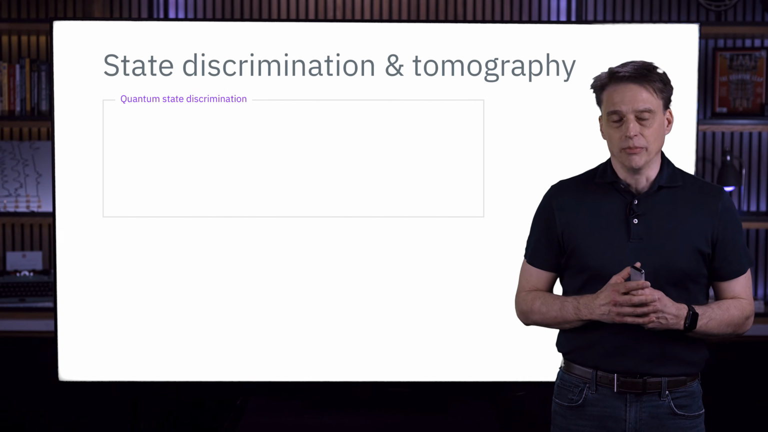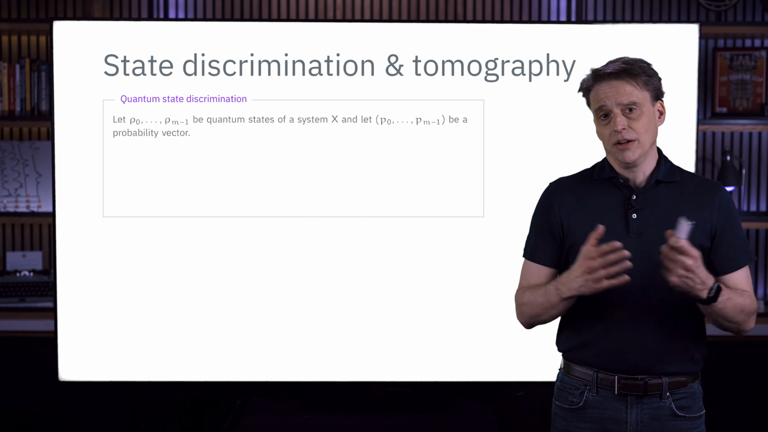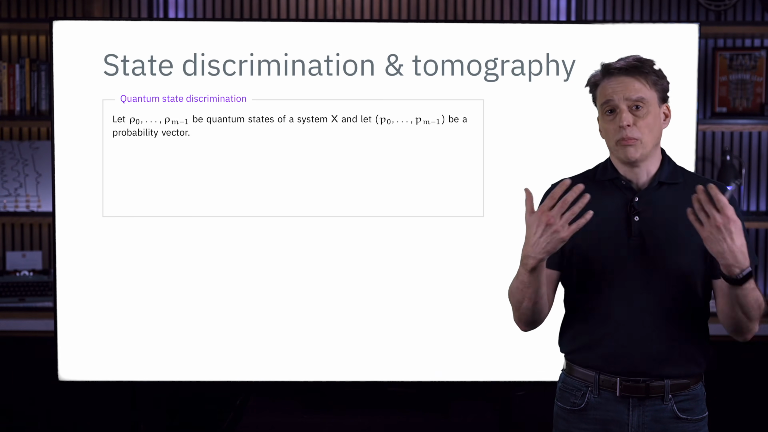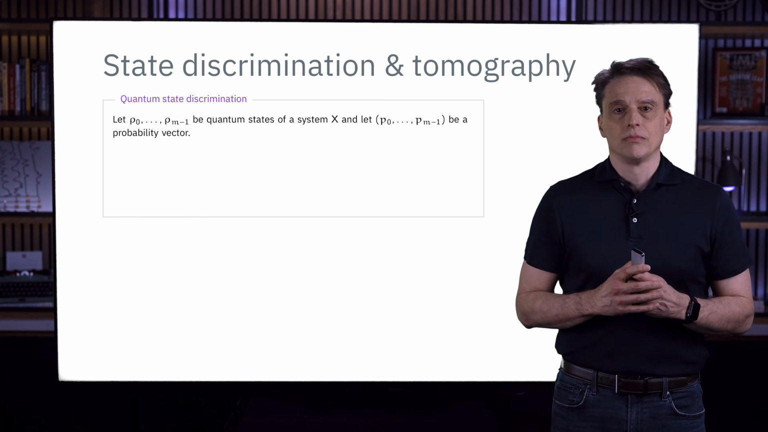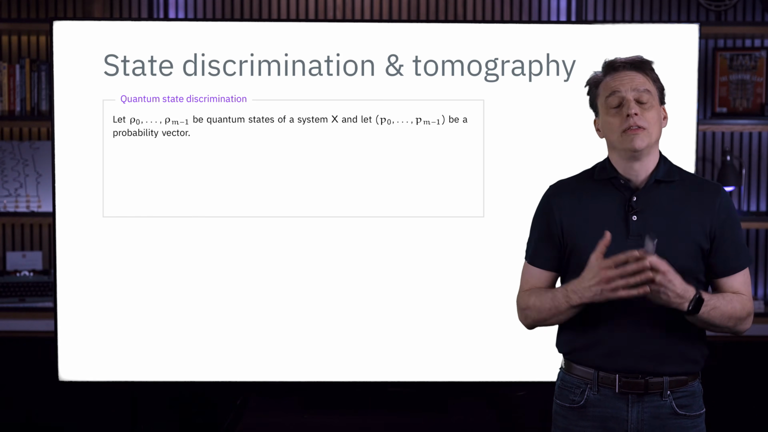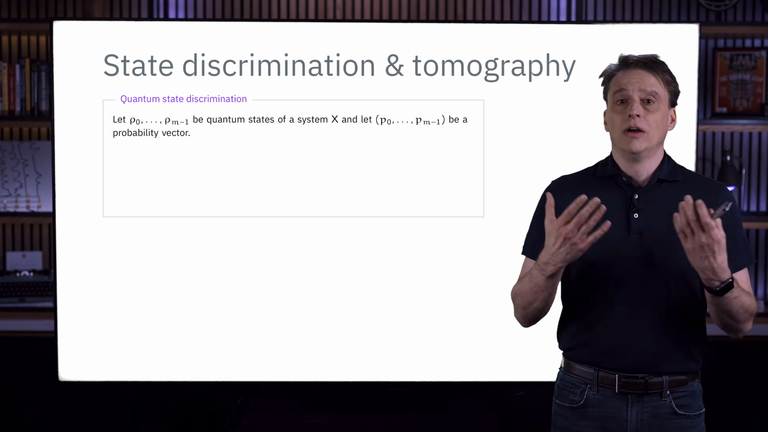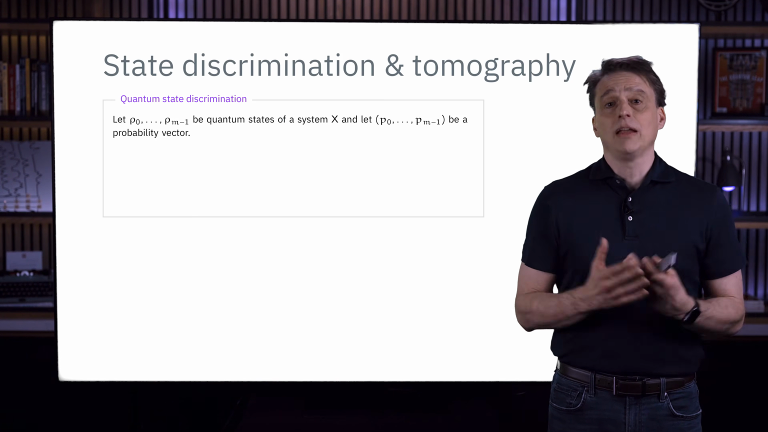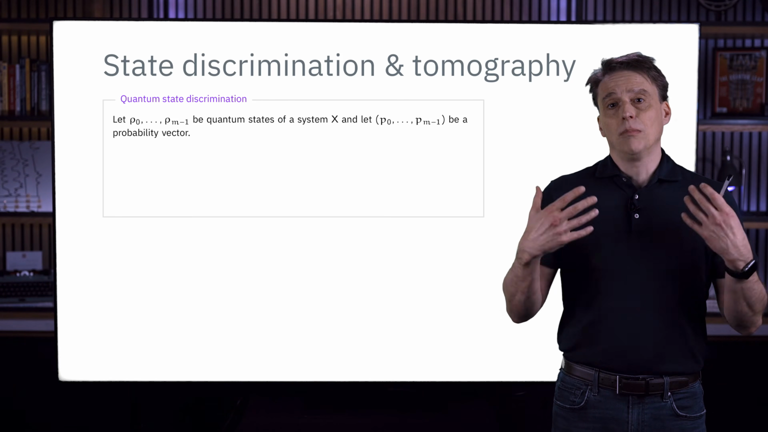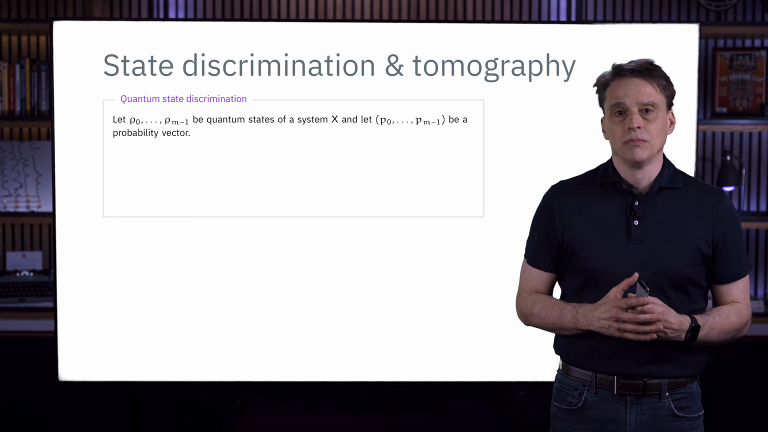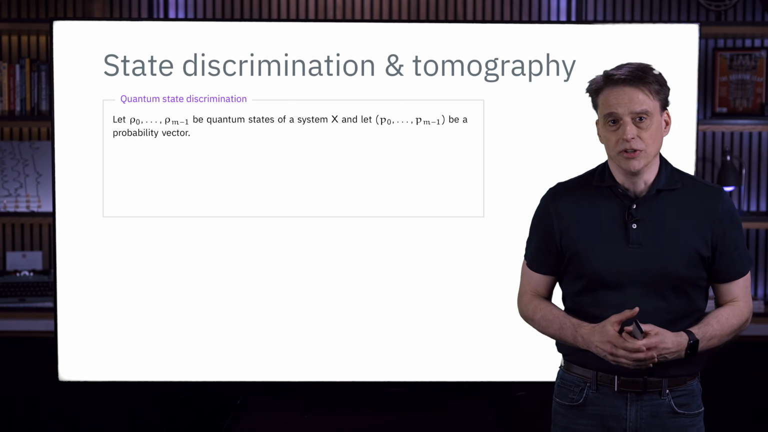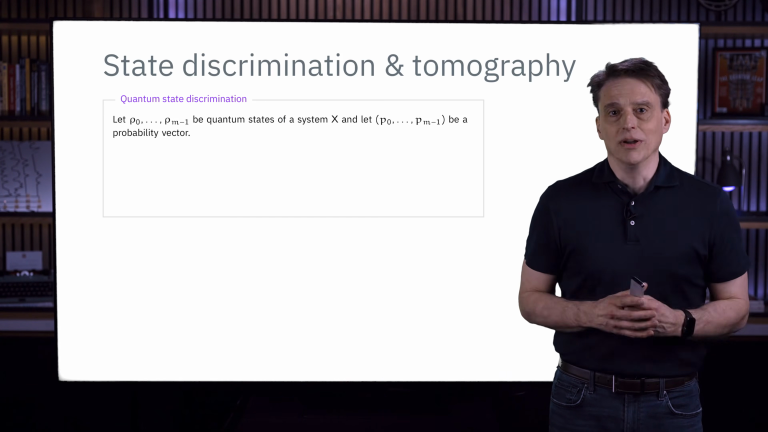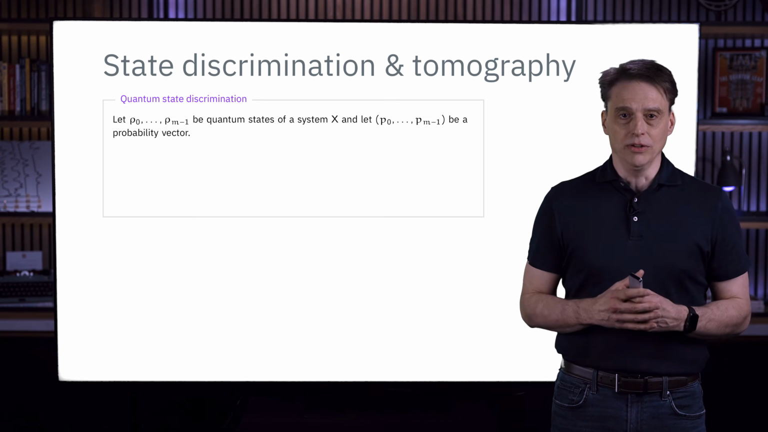First is quantum state discrimination. The idea here is that we have a known collection of quantum states of some system, along with probabilities associated with these states. So, to be precise, let's assume that ρ0 through ρm-1 are density matrices representing possible quantum states of a system X, and p0 through pm-1 are probabilities associated with these states. So, if we collect the probabilities into a single vector, we get a probability vector. A succinct way of saying this, by the way, is that we have an ensemble of quantum states.